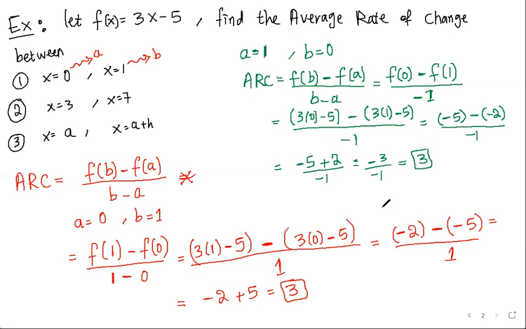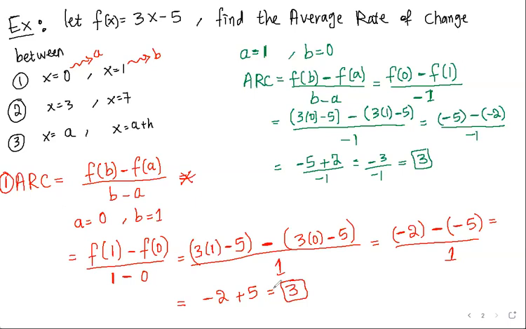So the answer is 3 here, and the answer here is 3. Wherever you want to use A or B, they will give the same answer. But you have to plug in by the order here. F of B is f of 0, f of A is f of 1. So the first answer is 3. So the first one here, they give me 3.